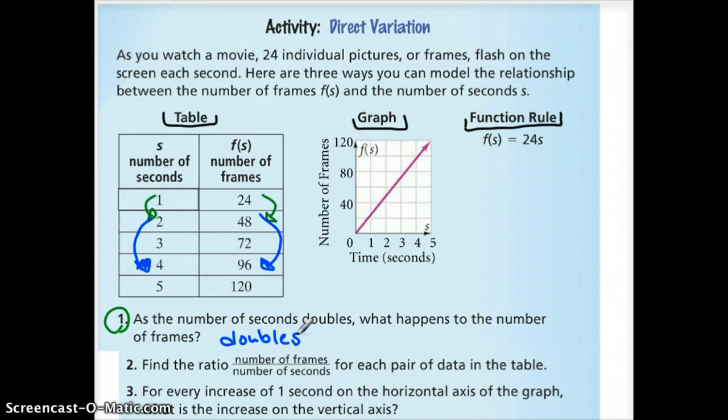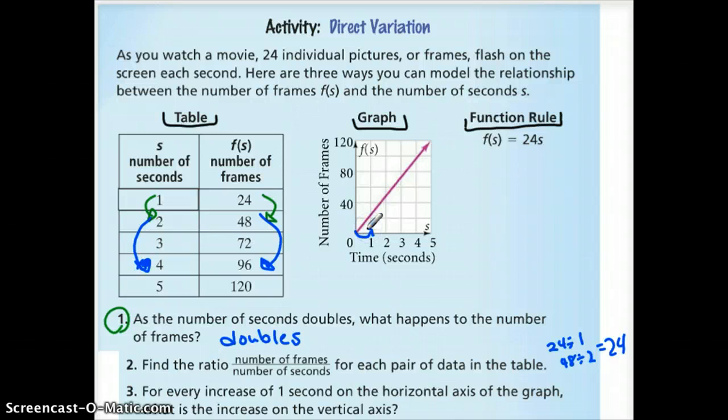Okay. Second thing, find the ratio of number of frames divided by number of seconds for each pair of data in the table. So you're just doing like 24 divided by 1, 48 divided by 2, etc. If you do that all the way down, you should see that every single time we have that ratio of 24. We have a constant ratio. Keep that in mind.